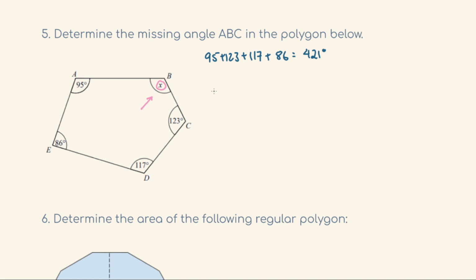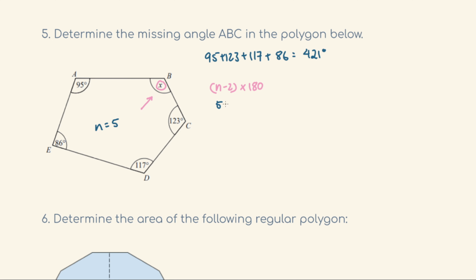Remember, the sum of all interior angles is equal to n minus 2 times 180. And remember, this formula works even if the polygon is not regular. The sum of interior angles formula works for any polygon. So I mentioned before, this is a pentagon, which means that n is equal to 5.